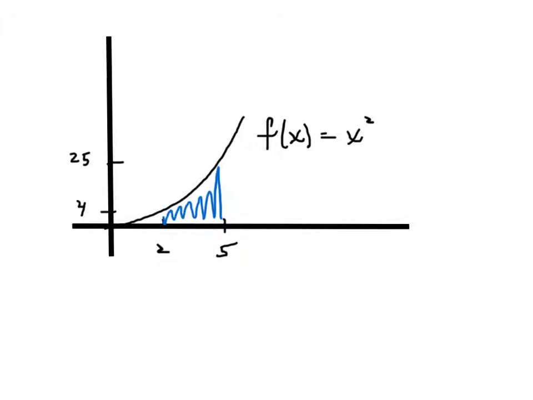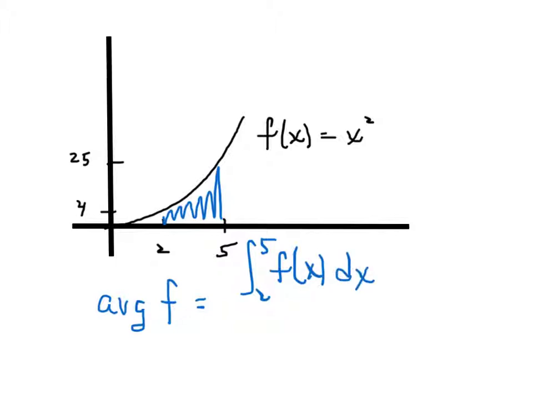So let's see if we can write that mathematically. The average value of this function will be all the area captured from 2 to 5 under the function divided by the length of time that elapsed. And because we know the function, we'll be able to evaluate this expression using the fundamental theorem by getting the antiderivative.